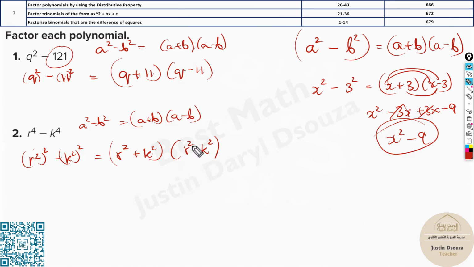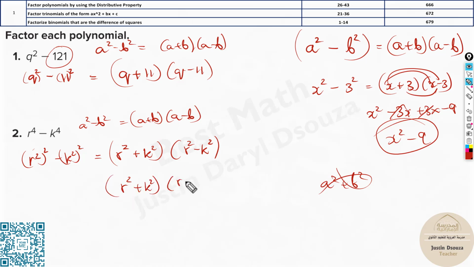Now, can you see this r squared minus k squared? Again, we can apply the same identity. But if it is plus, no, we don't have any identity for a squared plus b squared. No, this doesn't have. We leave it. That's simplified. Done. We can't do anything further.